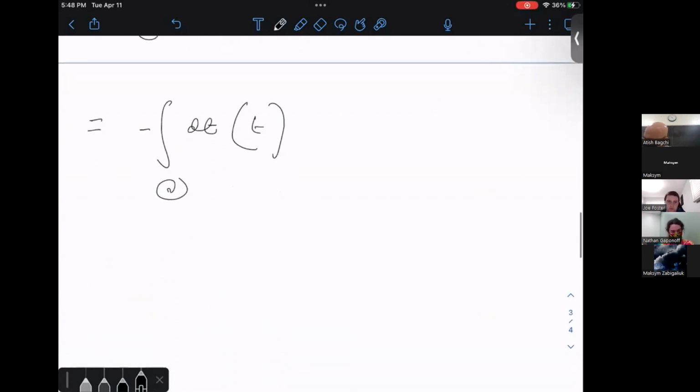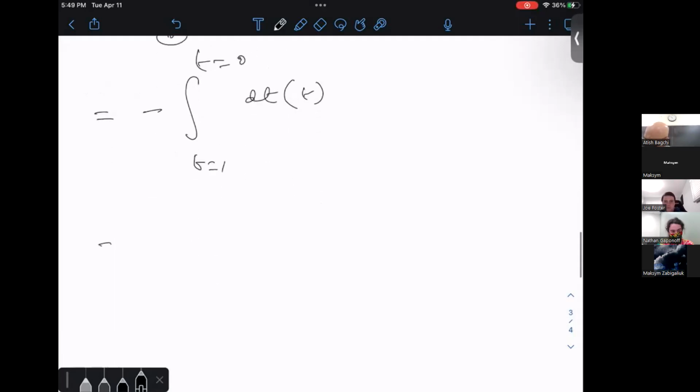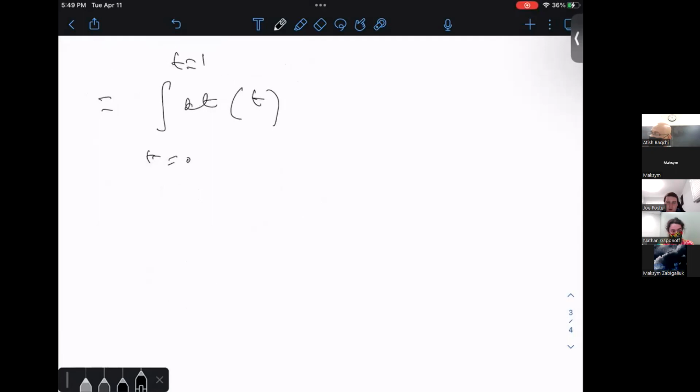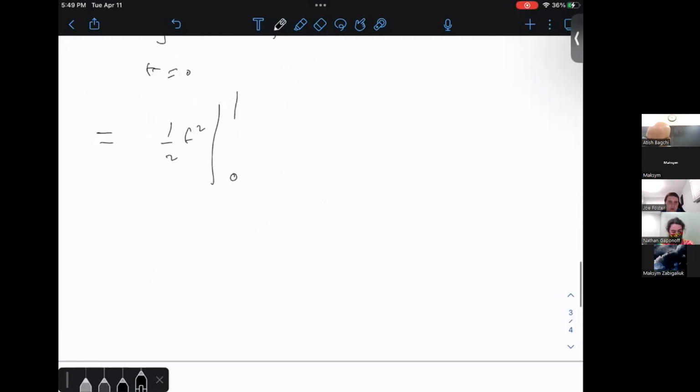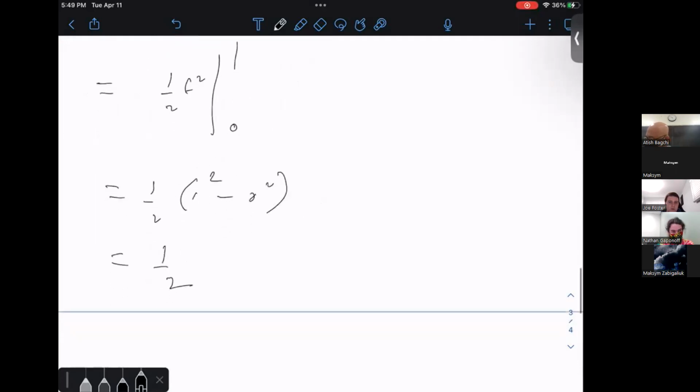So this is equal to minus the integral from t is equal to 1 to t is equal to 0 of t dt, which is equal to the integral from t is equal to 0 to t is equal to 1 of t dt. If you flip the limits, the minus sign disappears. So this is half t squared from 0 to 1, which is half times 1 squared minus 0 squared, equal to half.